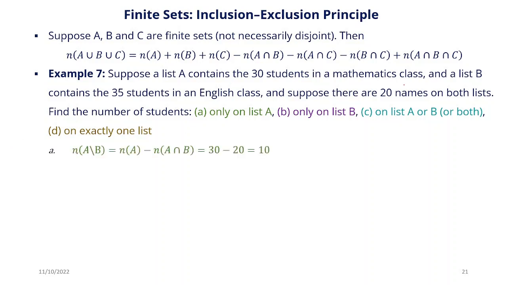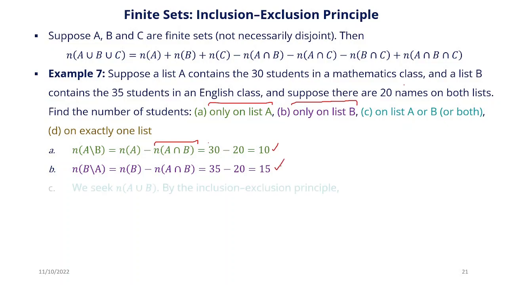First solution. The first question is only in list A. Since we are dealing with two sets, we are going to remove the set B from set A, which is obvious. The number of A minus the number of A intersection B gives us 30 minus 20, and that is 10. The second one is also obvious, only in list B. So we are taking A from B, equal to the number of B minus the number of intersection, equal to 15.